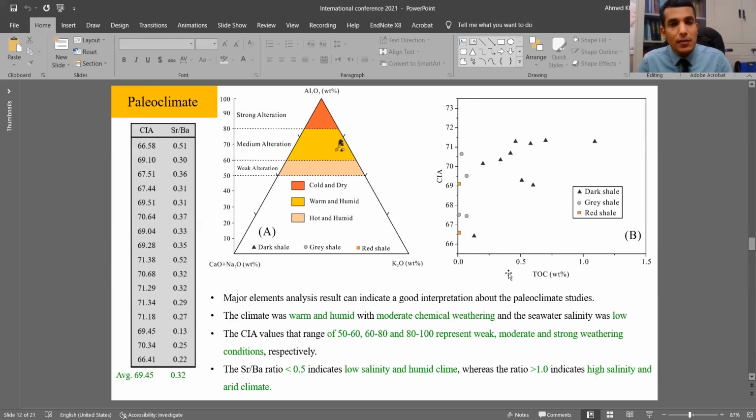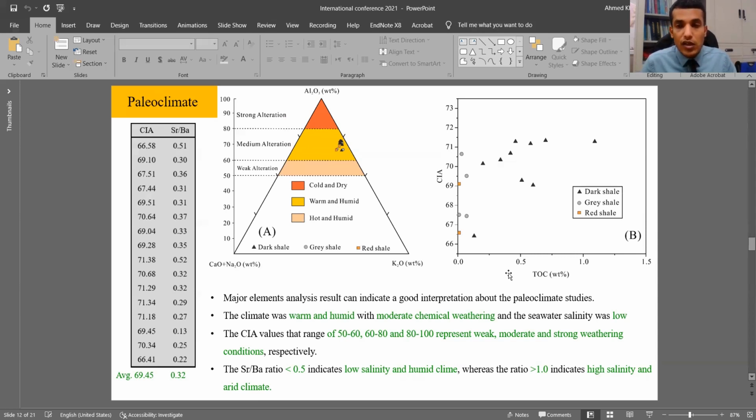Paleoclimate is very important, and it's affected by different geologic processes. However, we use two proxies. The most important one is the chemical alteration index, which can estimate the weathering intensity and also the paleoclimate. The results show that the paleoclimate was moderate, warm, and humid.